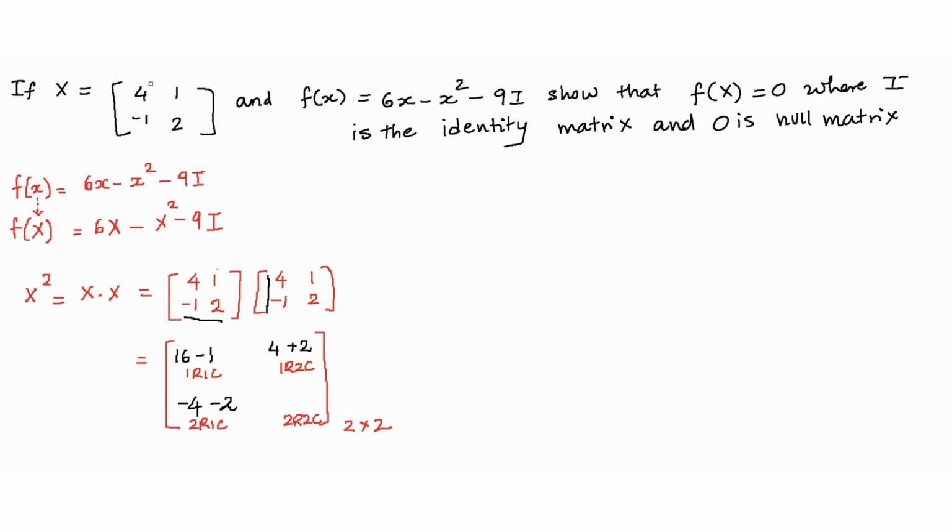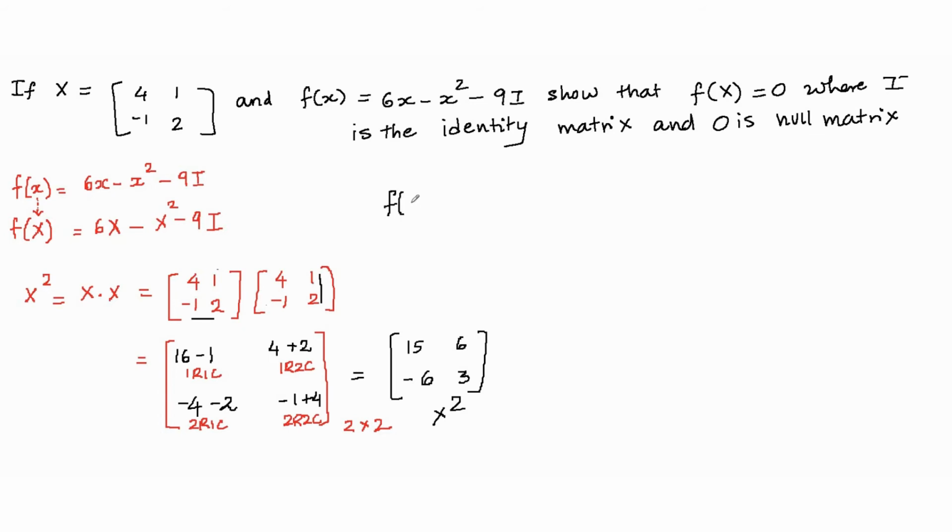And now if I want to find second row, second column, I would multiply the second row with the second column. So it becomes negative 1 into 1 is negative 1 and 2 into 2 is 4. And therefore x square is 16 minus 1 is 15, 4 plus 2 is 6, minus 4 minus 2 is minus 6 and minus 1 plus 4 is 3, right? This becomes my x square.